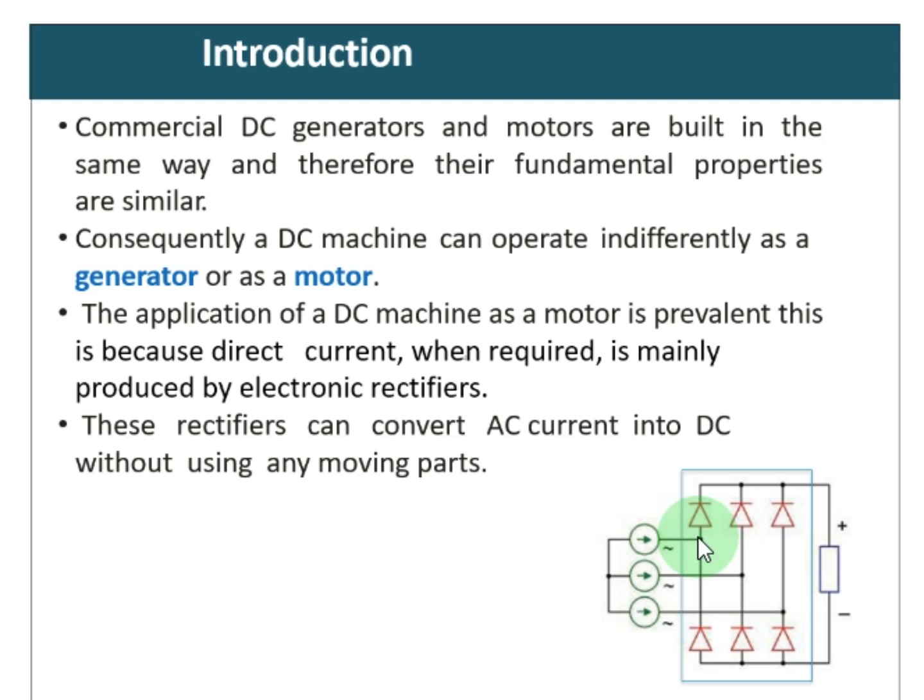The first thing we are going to talk about is DC machines, which are DC generators and motors, but construction wise, both the generators and motors look the same. So basically a DC machine can operate either as a motor or generator. It can convert both electrical to mechanical power or mechanical to electrical power.